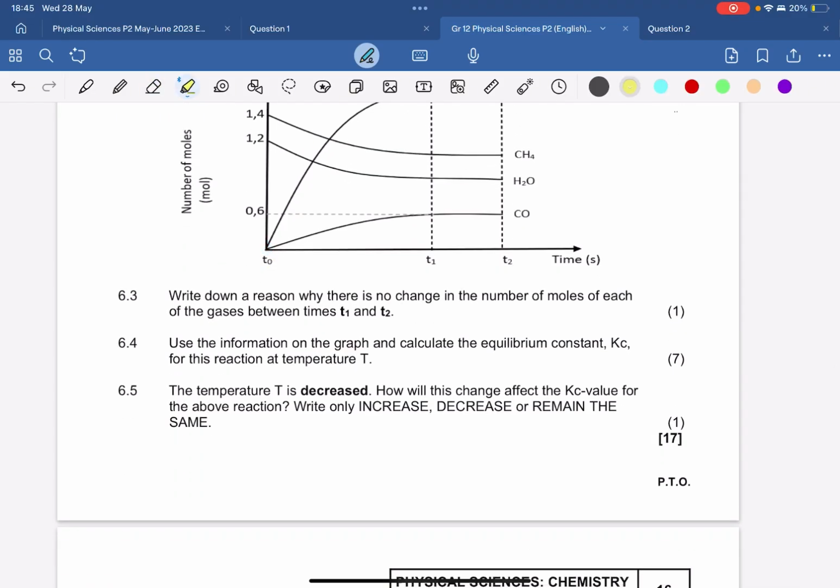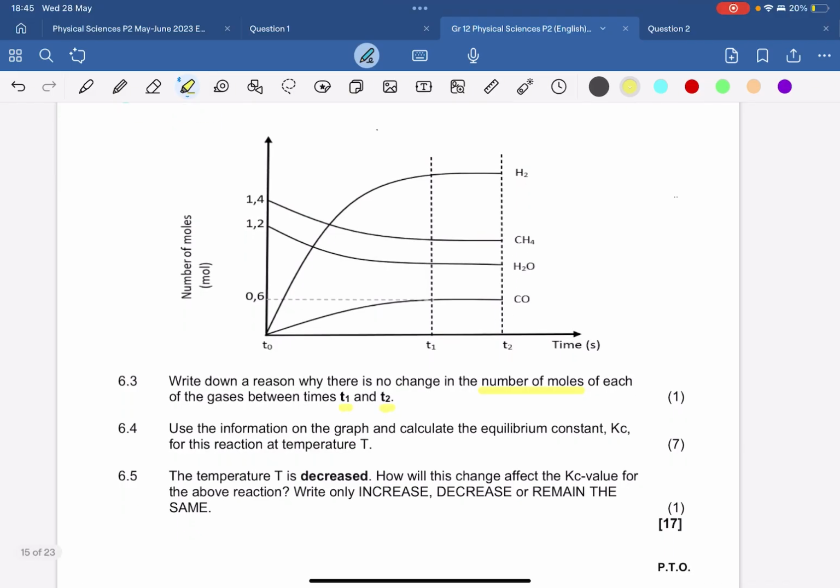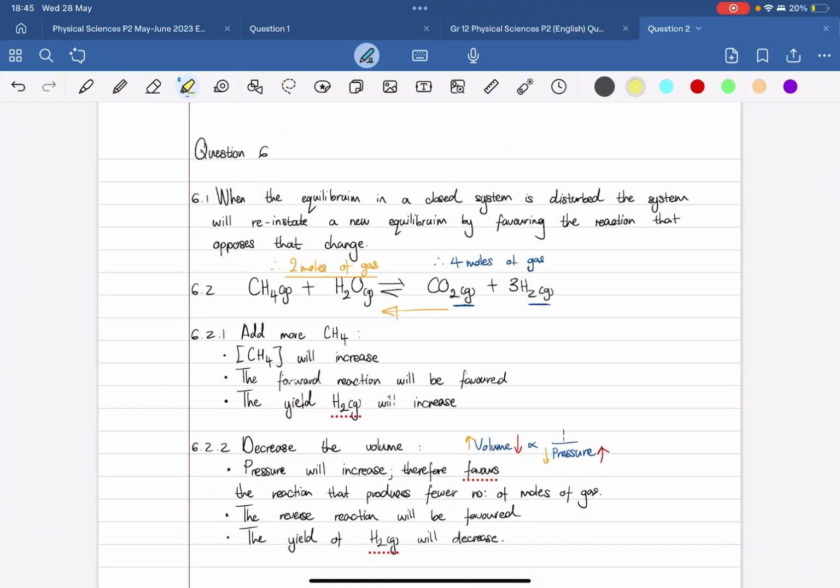Then 6.3 asks us to write down a reason why there is no change in the number of moles of each of the gases between T1 and T2. So at T1, the simple answer to this is equilibrium is established, okay? Because we know that when equilibrium is established, there is no more change in the concentration of the reactants or products.